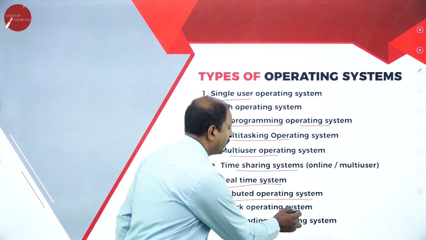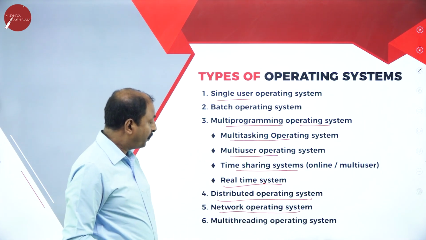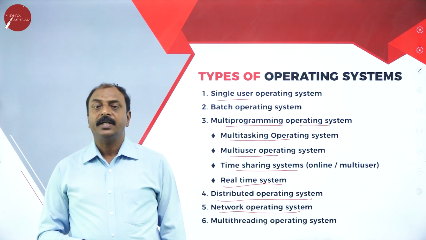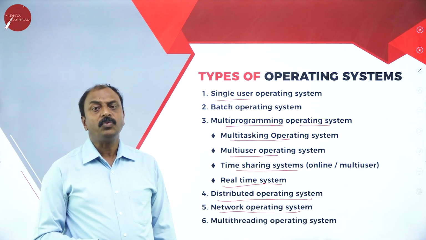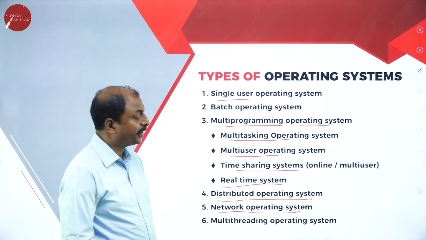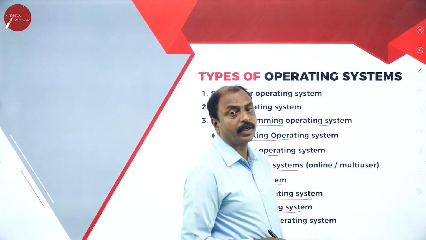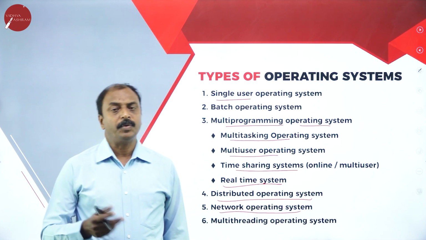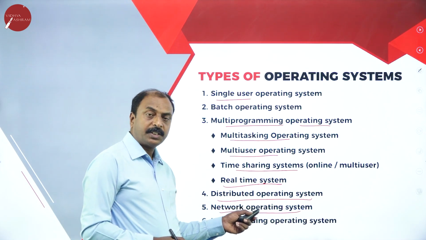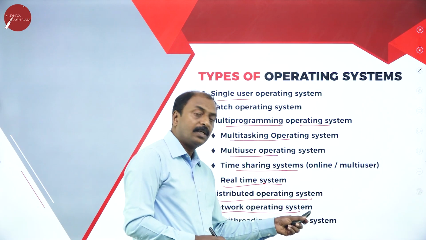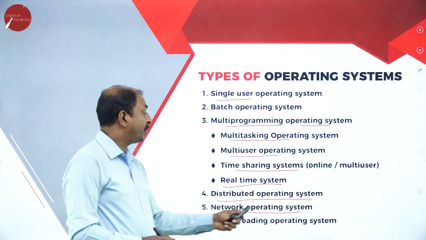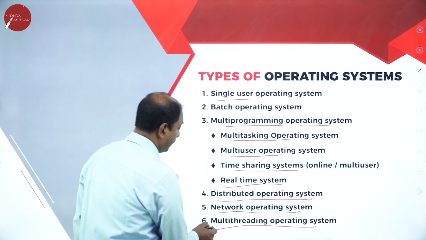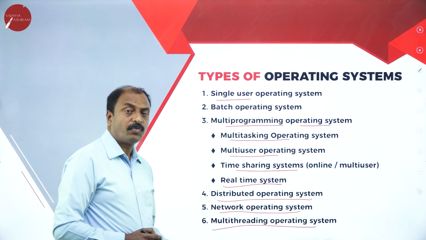Next one is networking operating system. Now all of you know at this time what a computer network is. A computer network is nothing but connecting different computers together to form one network. So if you talk about a computer network, in one computer network you can have more than two computers connected for effective communication. So an operating system that supports these types of tasks is called a network operating system. Next one is called multi-threading operating system. So these are all different types of operating systems.